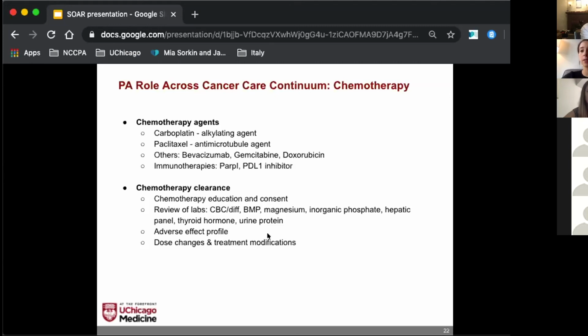So a physician assistant, depending on the institution, can order chemotherapy and manage chemotherapy. At University of Chicago, in our practice, I can do treatment modifications, but the initial treatment orders are placed by our physician. It's a little bit institution dependent in that way.